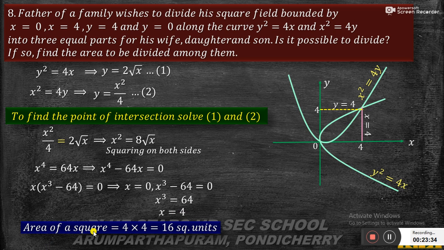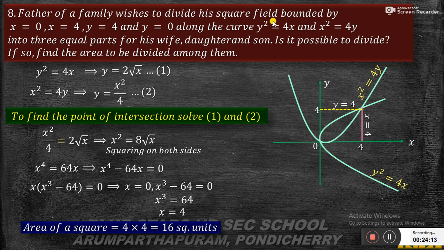Therefore the area of the square, we know that area of the square is a square, so x square. Here x equal to 4, so 4 into 4 equal to 16 square units. This is the area of the square. So you see the diagram. First, x equal to 0 represents the y axis. Next, y equal to 0 represents the x axis. Next, x equal to 4 is the line parallel to y axis. Next, y equal to 4 is the line parallel to x axis. So this is the region.